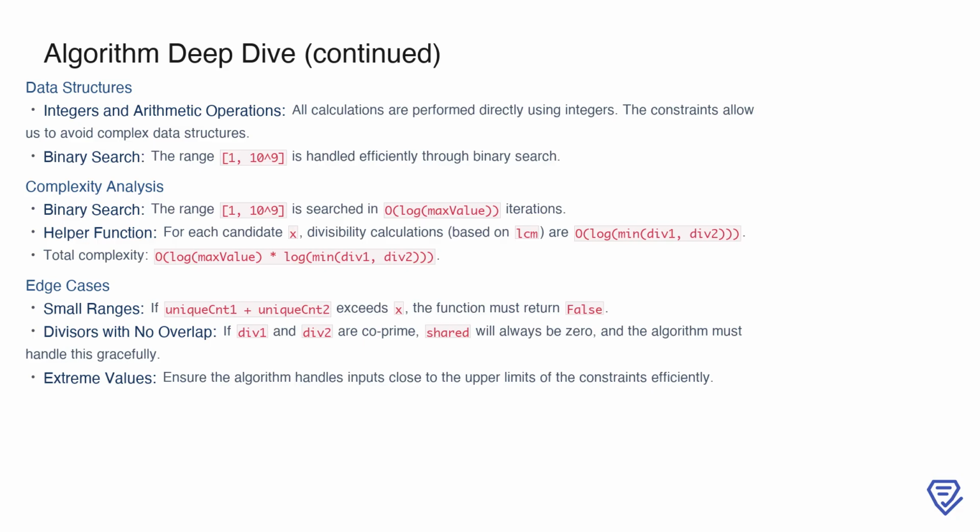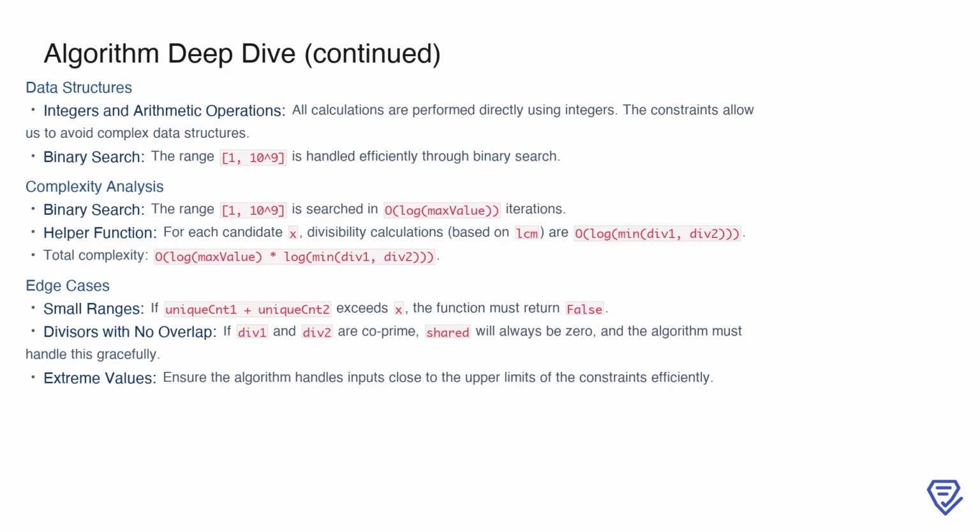Each iteration of the helper function involves calculating divisors and least common multiples, which is done in logarithmic time relative to the smaller divisor. The overall time complexity is therefore O(log(max value) * log(min(div1, div2))). This ensures the algorithm scales well even for large inputs.